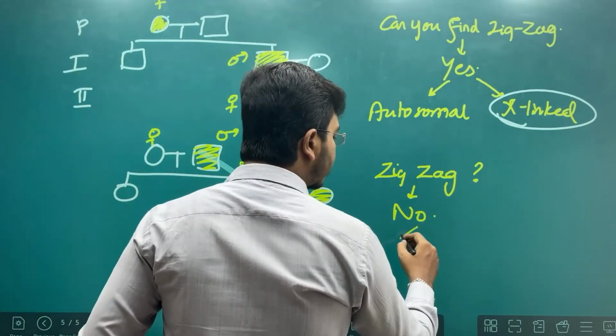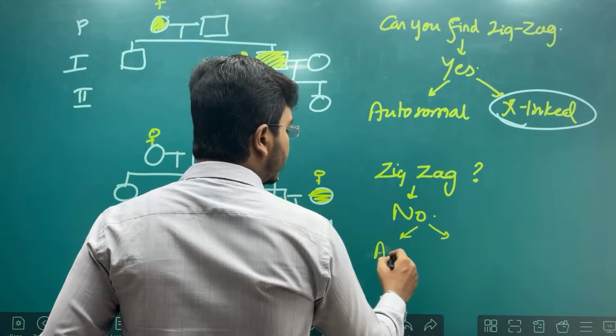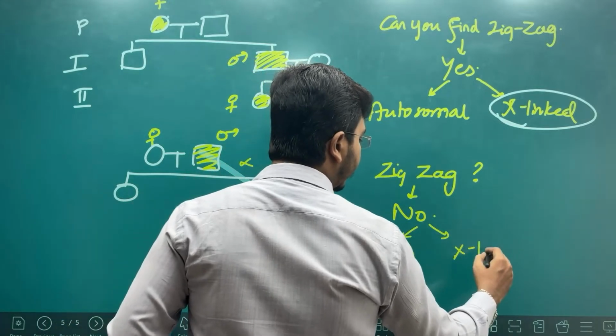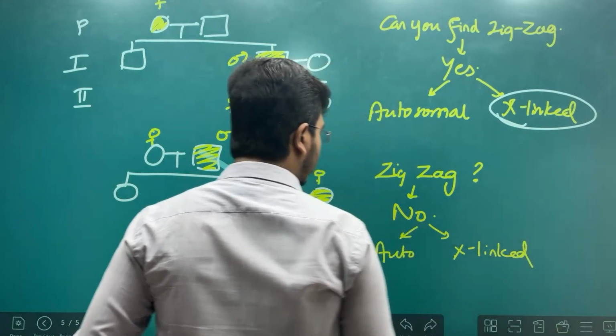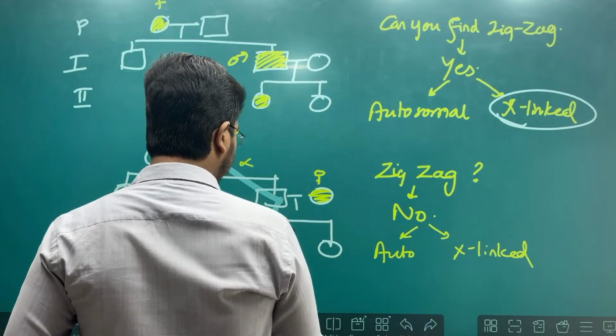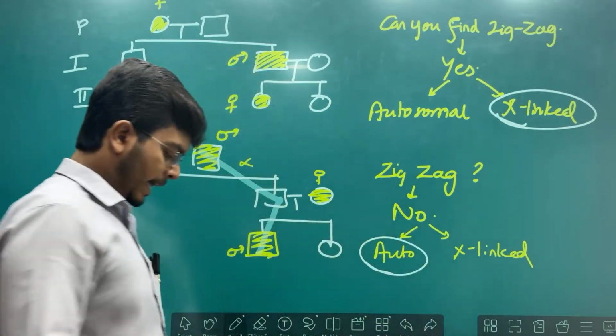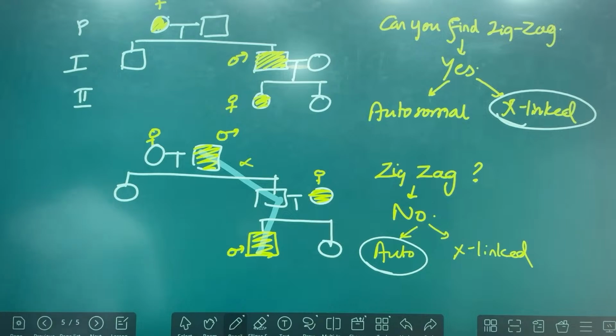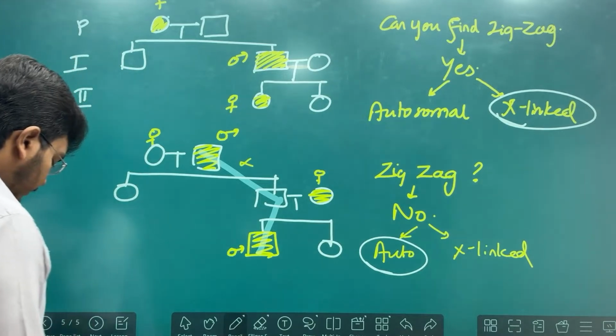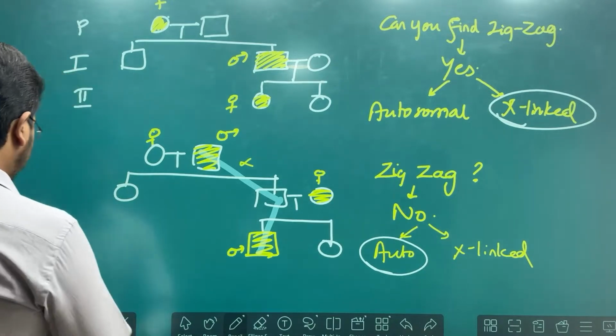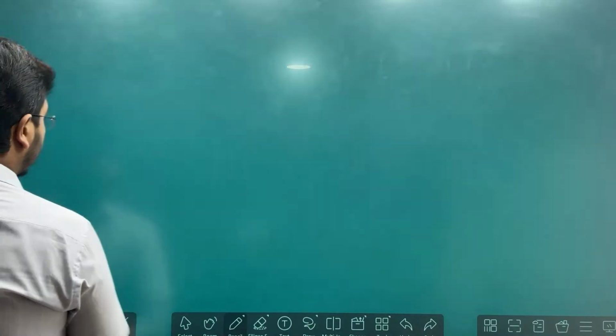If there is no zigzag, what is the possibility? Is it autosomal or X-linked? The answer is autosomal. Are you clear? Right? Let me ask one more question.